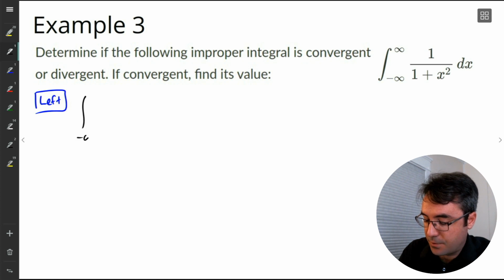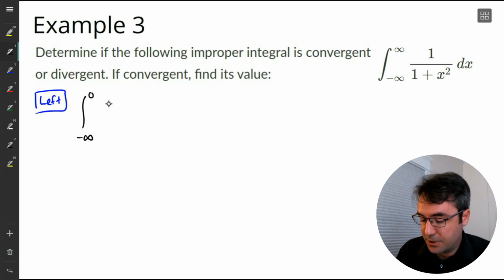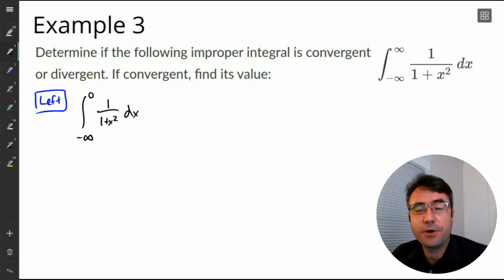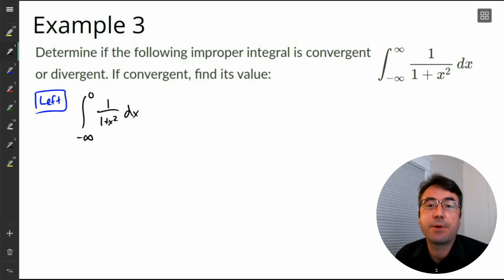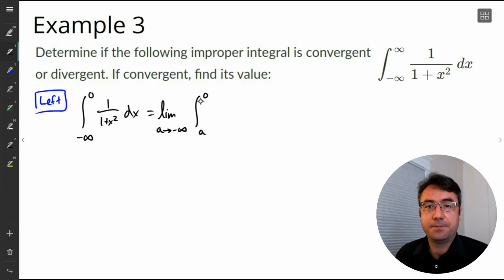So let's start it off. We're integrating from minus infinity to 0. Our function is 1 over 1 plus x squared. That's our improper integral. First step always is rewrite it as a limit. So it's going to be the limit as a approaches minus infinity, and we're going to integrate from a to 0. And if you wanted to use b here, you could do that as well.